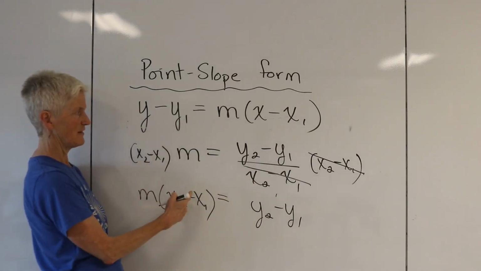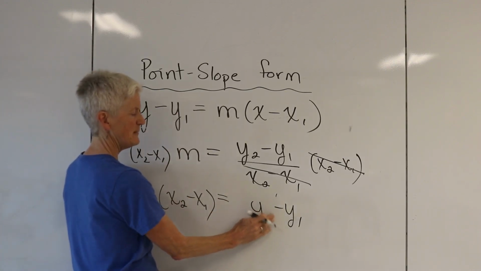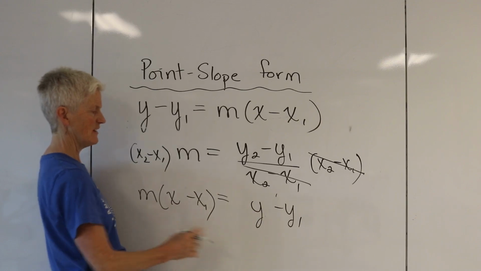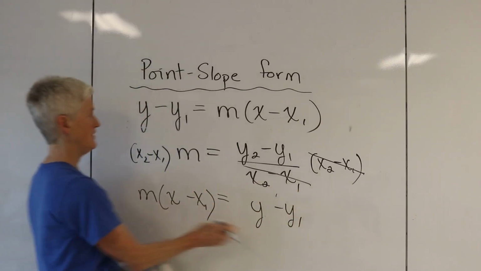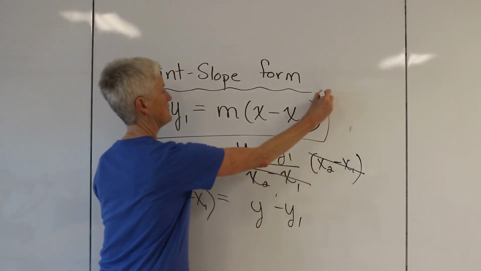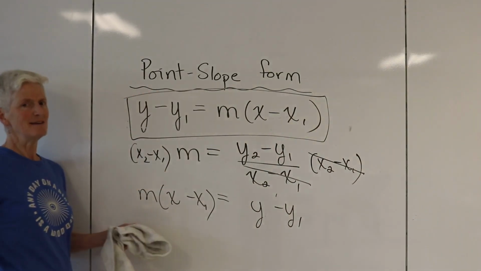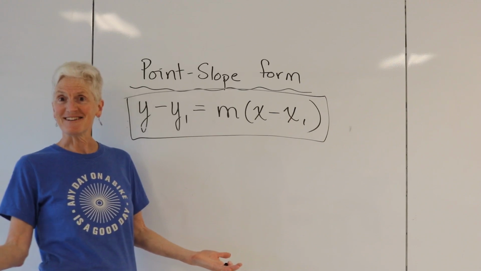Holy smokes! I'm looking pretty good here. I'm just going to erase those. That's y now, and that's x. If I just bring this over here and this over here, I have this point slope form. It's just slope, rewritten.